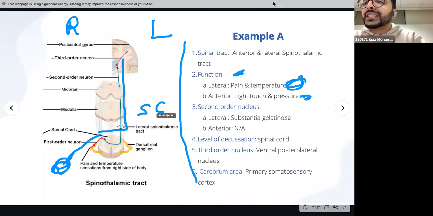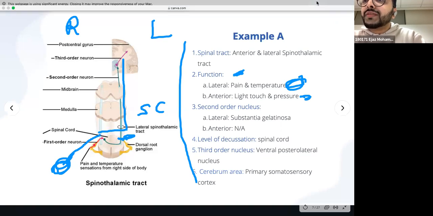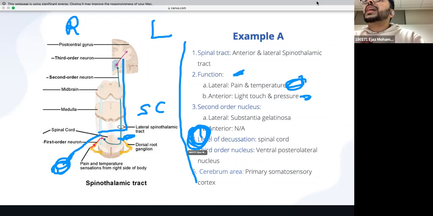Okay, this crossing is different. For this pathway, it's in the spinal cord. For some pathways, it's in the brain, which is in the next slide as an example. So this is the level of decussation. This is the most important thing that you will have to know 100%, because it's important for your pre-midterm lectures, and even post-midterm it is most applicable.